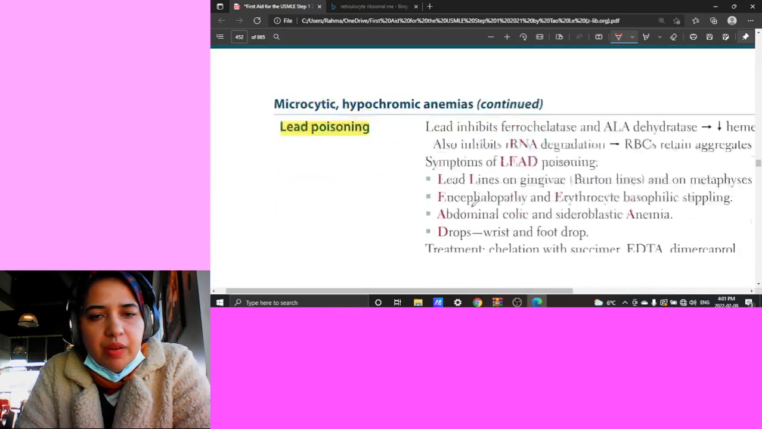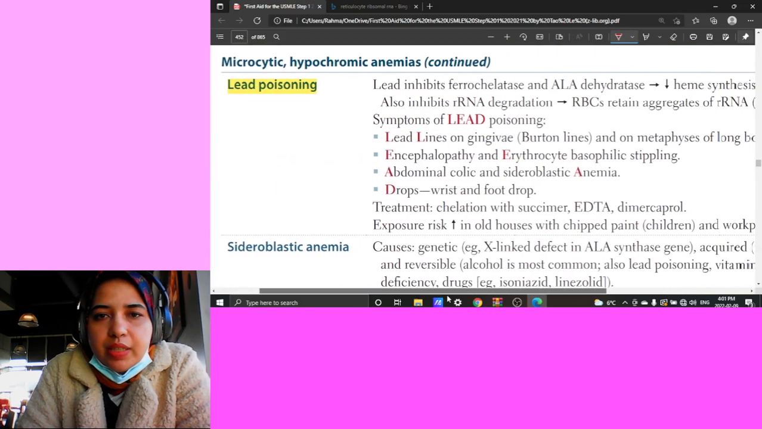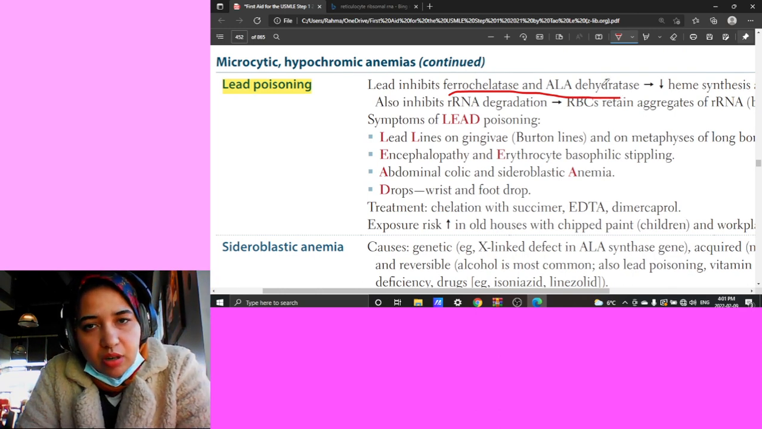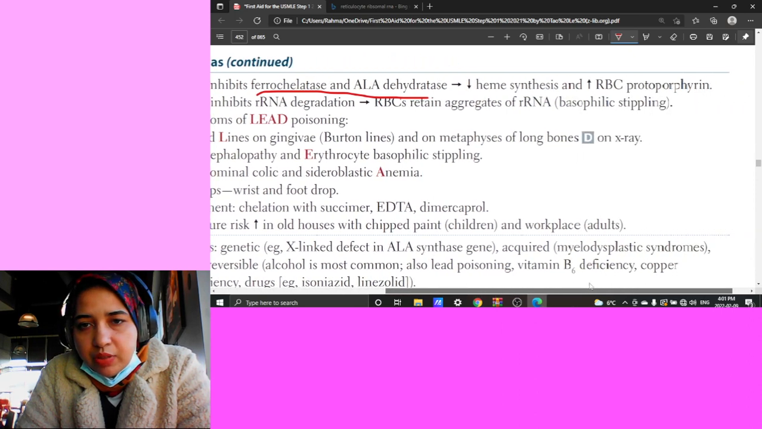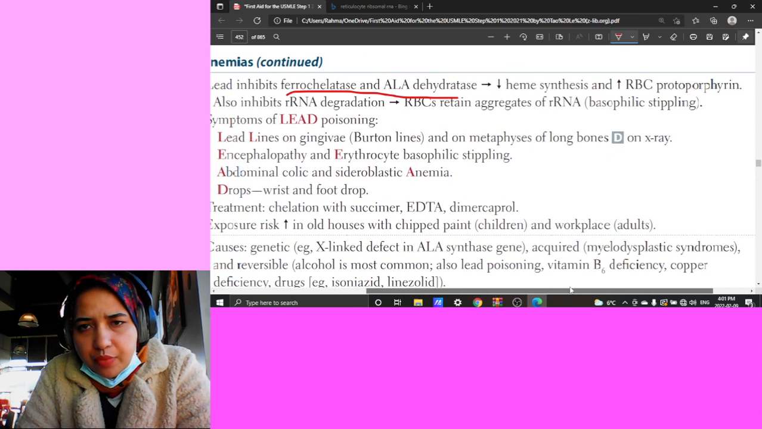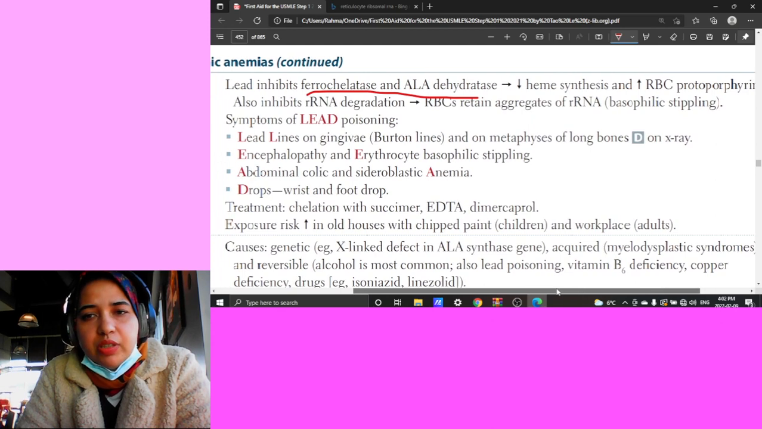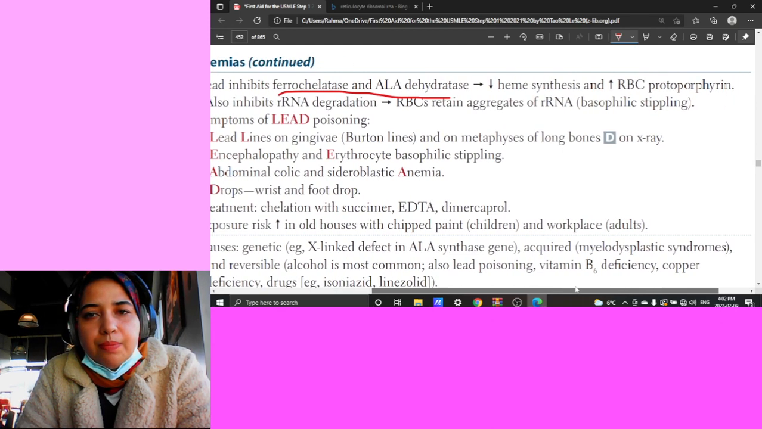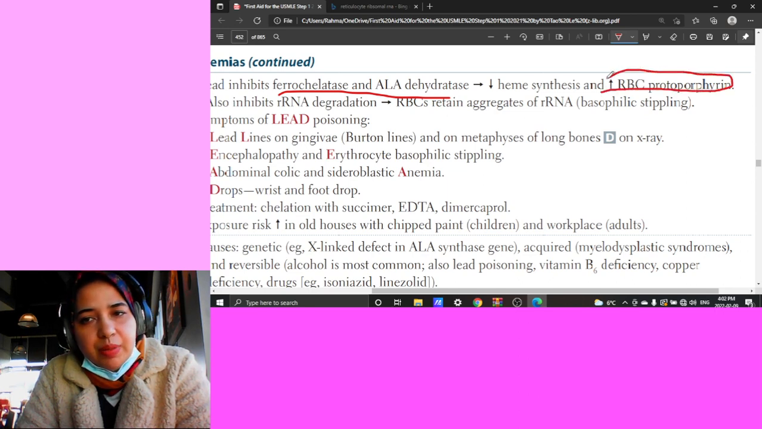All right. Here we have lead poisoning. We said already the two enzymes, ALA dehydratase and ferrochelatase. So I'm going to have the protein synthesis overall, right? But you're also going to have increased levels of those precursors. You're also going to have an increase of RBC protoporphyrin, which is going to be elevated.